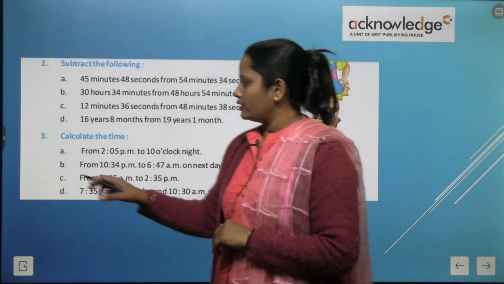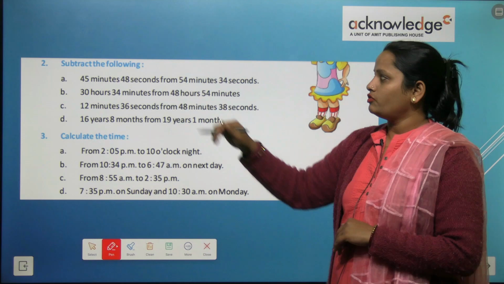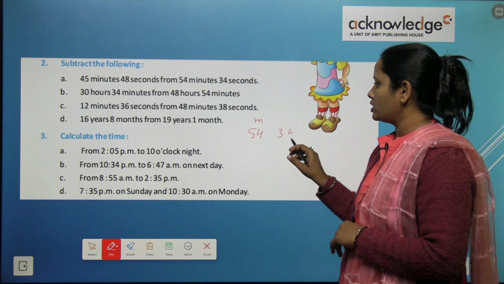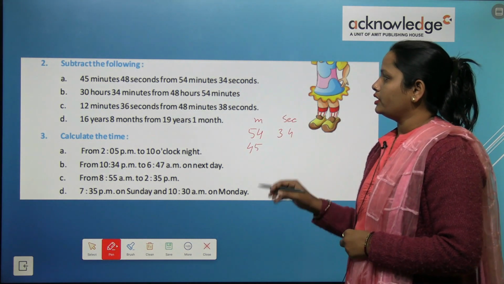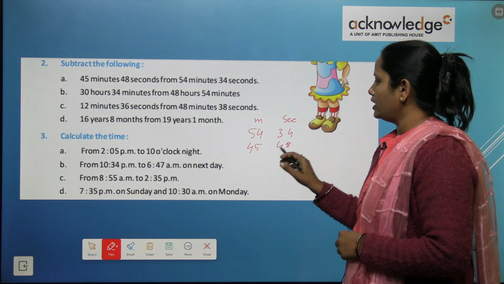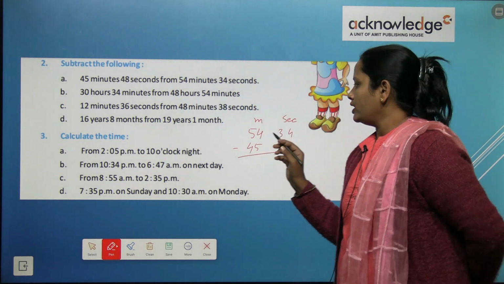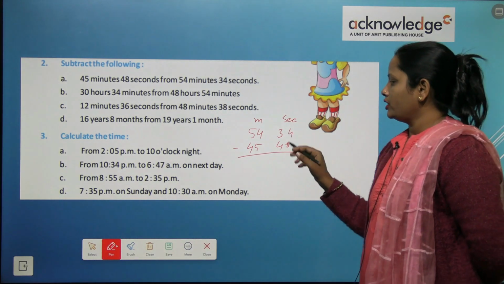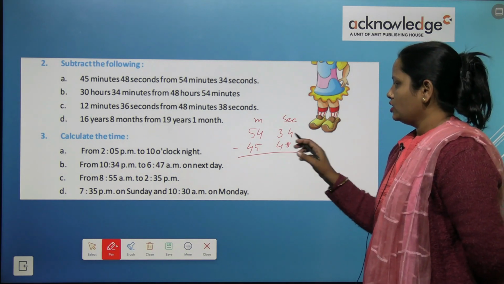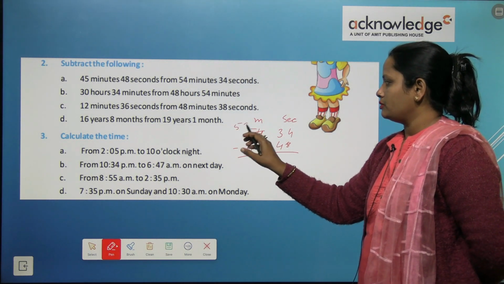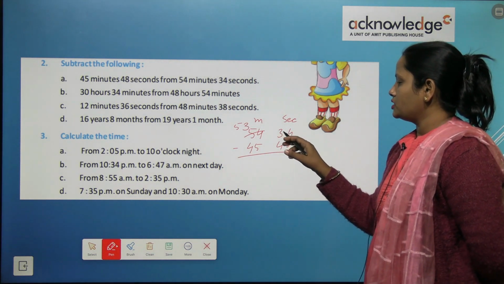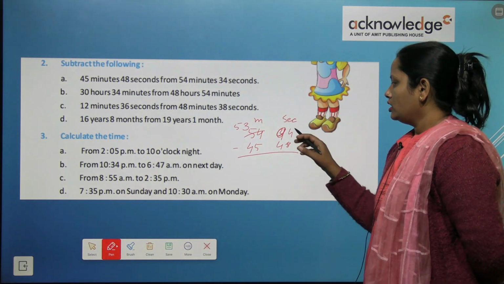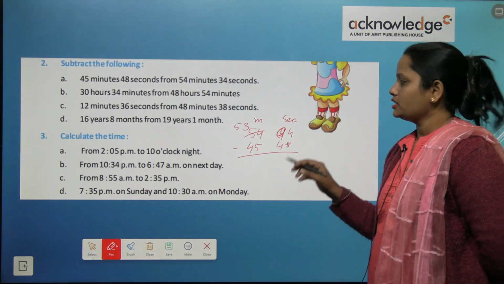Now let's subtract the following. Here we have to subtract this from this. So let's arrange this: 54 minutes and 34 seconds and 45 minutes and 48 seconds. So let's subtract these two. Now you can see from 34 we cannot subtract 48. So it will borrow 1 from here. So this will be 53 and this will become 60 plus 34, which will be 94. Now 94 में से we have to cut this 48.